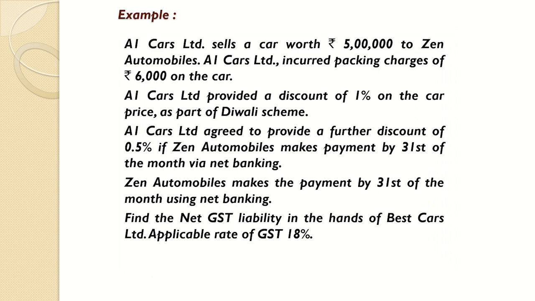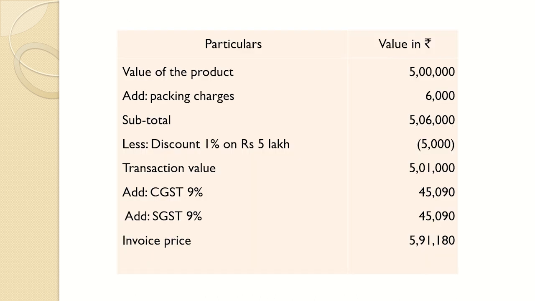Here, assuming both the recipient and the supplier are in the same state, and this is deemed an intra-state sale, then the two taxes, that is CGST and SGST, are applicable, hence calculated on this. Further, the invoice price would be 5,91,180 after adding CGST and SGST at 9% each.